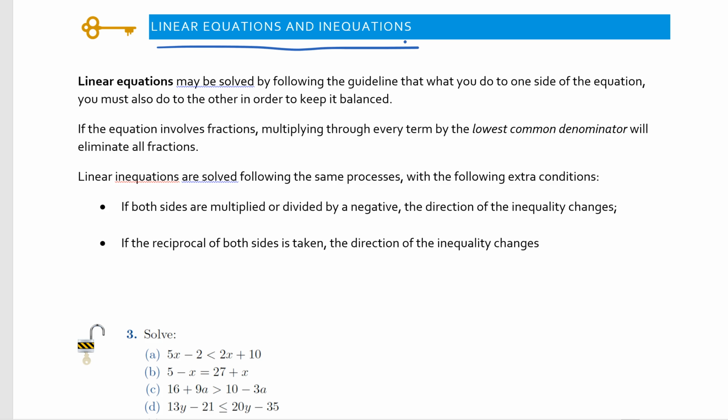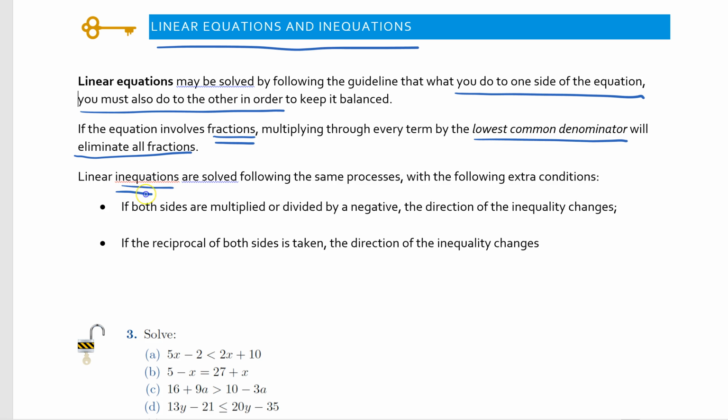The other way that we can often think about solving equations is that what we do to one side of the equation, we also need to do to the other side in order to keep it balanced. So both are equivalent points of view, it's just a matter of which one suits your thinking in a particular case. If the equation involves fractions, you might also recall from junior school or the section on algebraic fractions that multiplying through every term by the lowest common denominator will eliminate all fractions and just make the process easier.